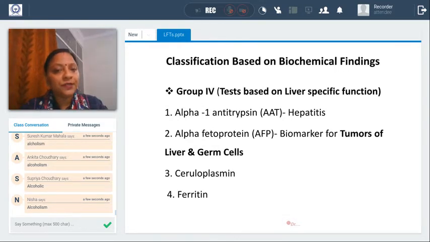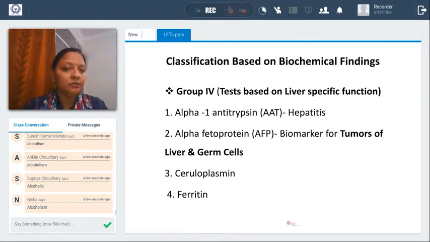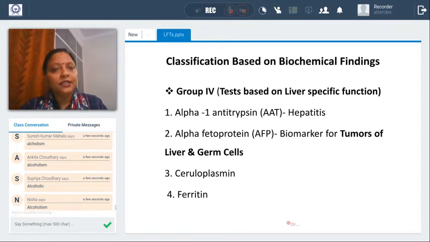Group 4, tests based on liver specific functions. These are very important, like alpha-1 antitrypsin, AAT. These are plasma proteins, globulins. This is a biomarker of hepatitis, alpha-1 antitrypsin. Next is alpha fetoprotein, that is also called AFP. This is a biomarker for tumors of liver and germ cells. Ceruloplasmin, you all know, and ferritin. Ceruloplasmin, alpha-1 antitrypsin, alpha fetoprotein are increased in hepatitis, or we can say tumor of liver and cirrhosis.